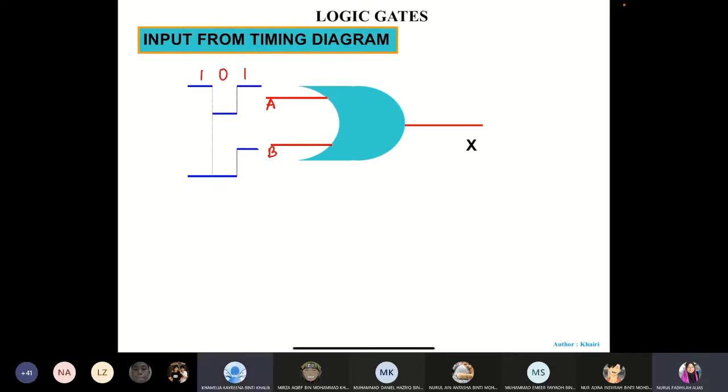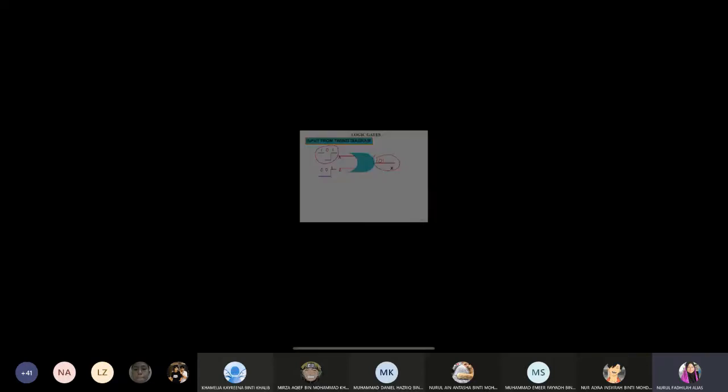101. Okay, you should know why 1, why 0, why 1. What about the input for B? 001. 001. So now you can get the output. So 100, wrong, 101000111 because this is not.